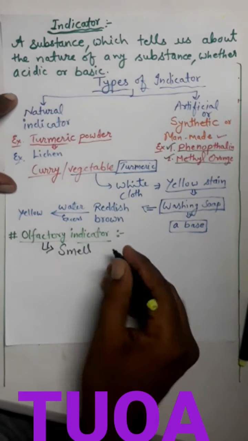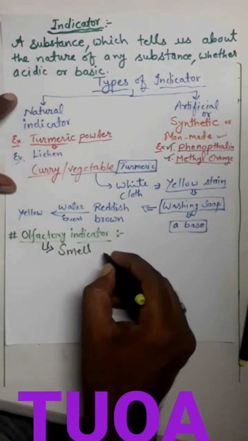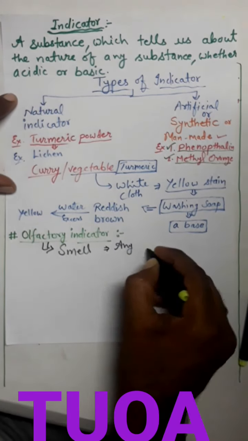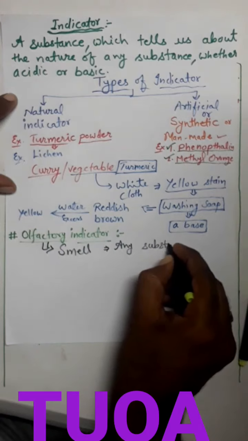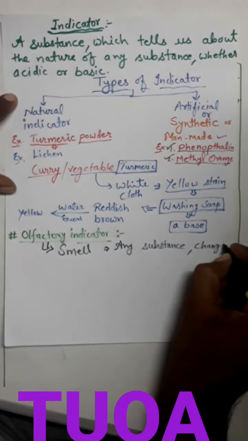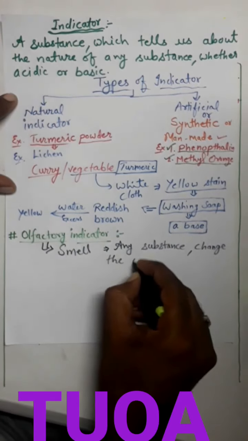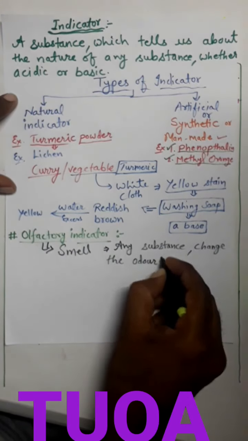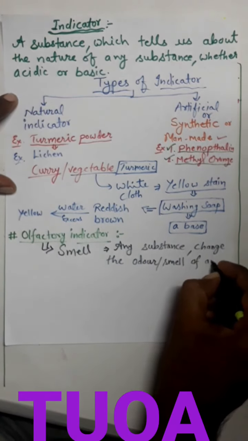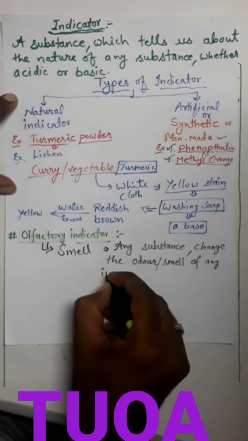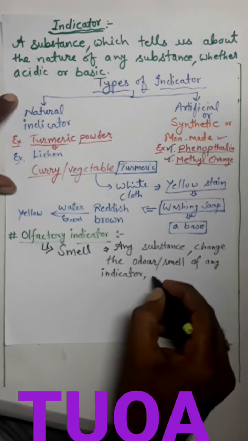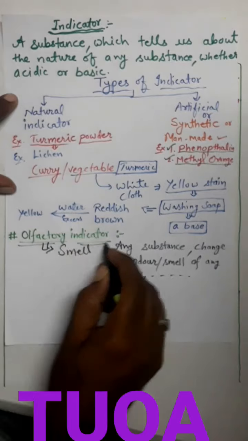Now what is the olfactory indicator here? If any substance changes its odor, meaning smell, of any indicator, then that is called an olfactory indicator.